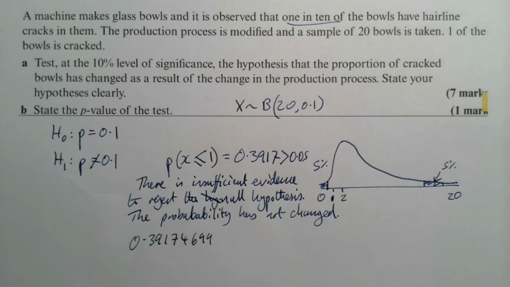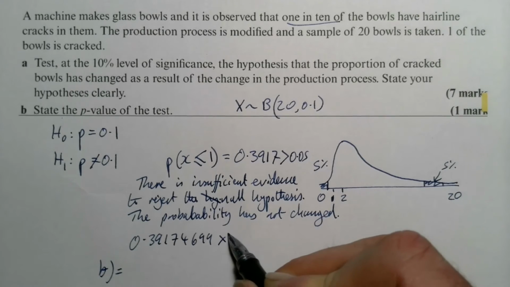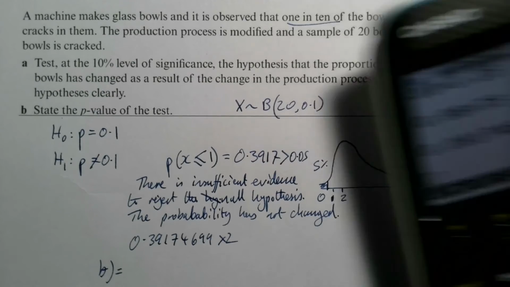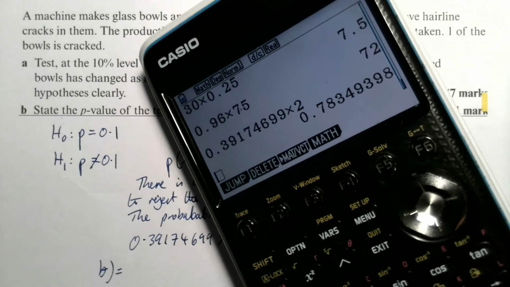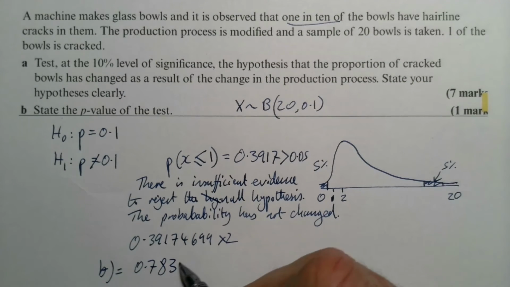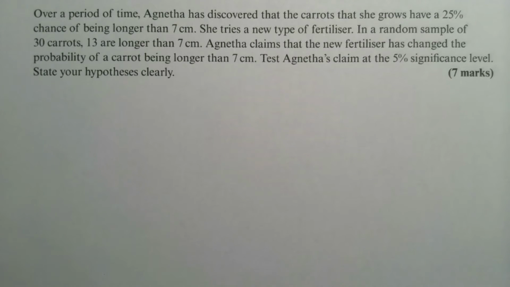Now, stating the p-value of the test, the p-value for part B is going to be, we need to times that by 2. So if I just go onto my calculator and I times that by 2, 0.39174699 times by 2 is giving me 0.7835. So that rounds to 0.7835. Right, 2 more to go.